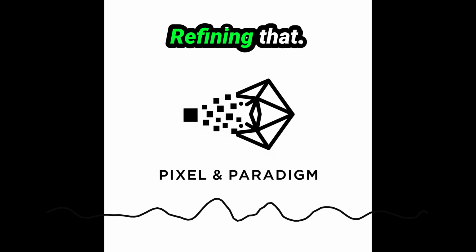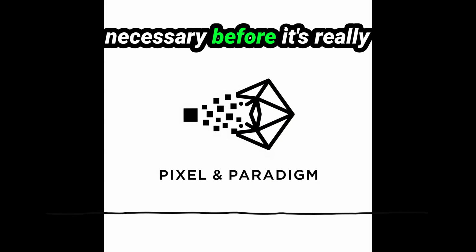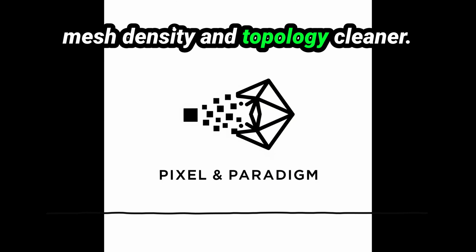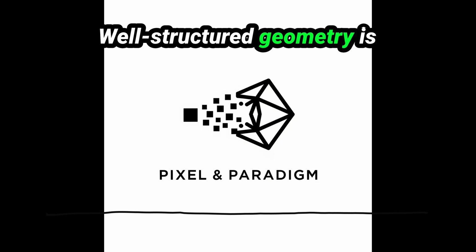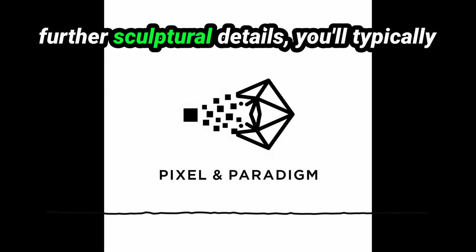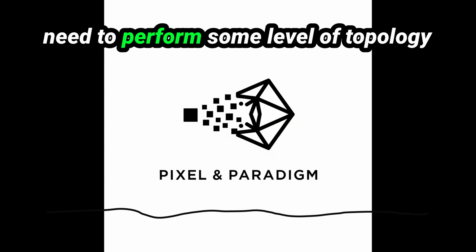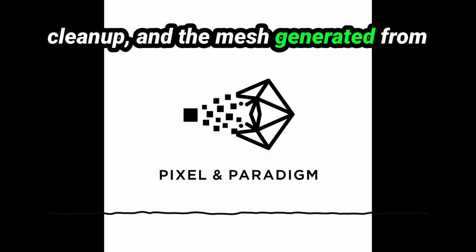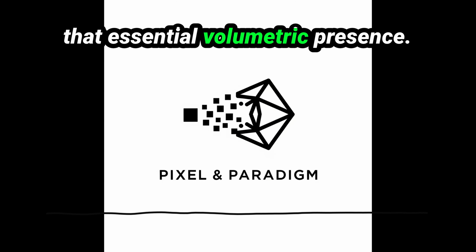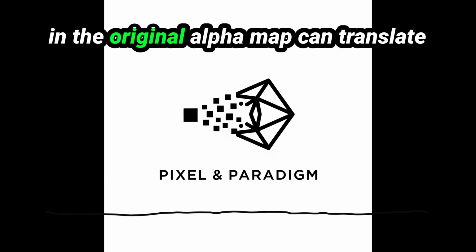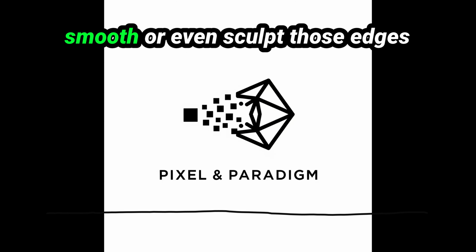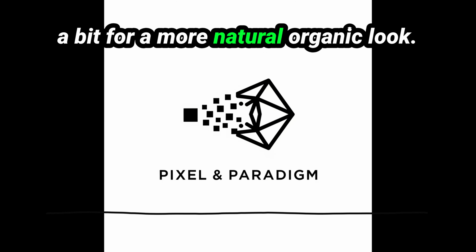No, definitely not. Refining that converted geometry is absolutely necessary before it's really production ready. Even though Nanite is remarkably tolerant of mesh density and topology, cleaner, well-structured geometry is always easier to work with for the subsequent steps like UV mapping, vertex painting, or adding further sculptural details. You'll typically need to perform some level of topology cleanup, and the mesh generated from displacement is often completely flat, so you must add thickness to give it that essential volumetric presence we talked about. Edges that were sharp in the original alpha map can translate to unnaturally razor-sharp edges in 3D, so you'll probably need to bevel, smooth, or even sculpt those edges a bit for a more natural, organic look.